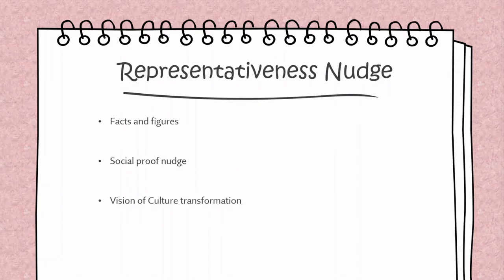Representativeness nudge. Give the stakeholders facts and figures to dispel false stereotypes and incorrect assumptions and replace them with absolute numbers and also showcasing them the existing practices of automation. It is very much similar to social proof nudge. Understanding the vision of culture transformation is very important for the real implementation exercise for longer term.